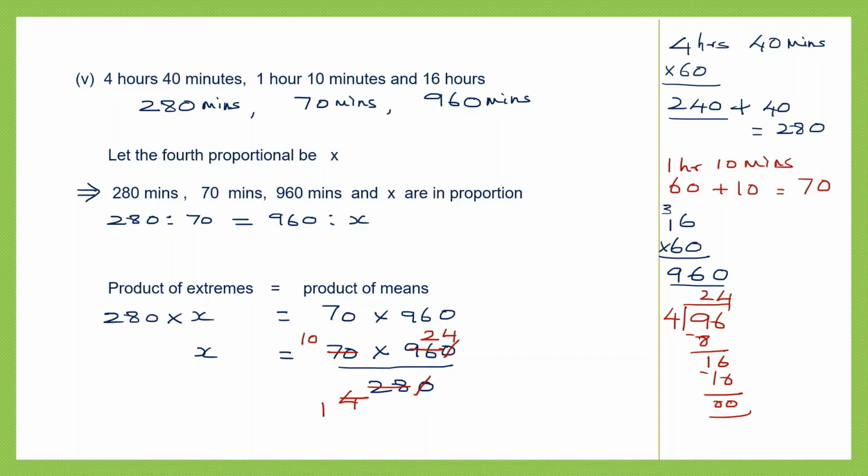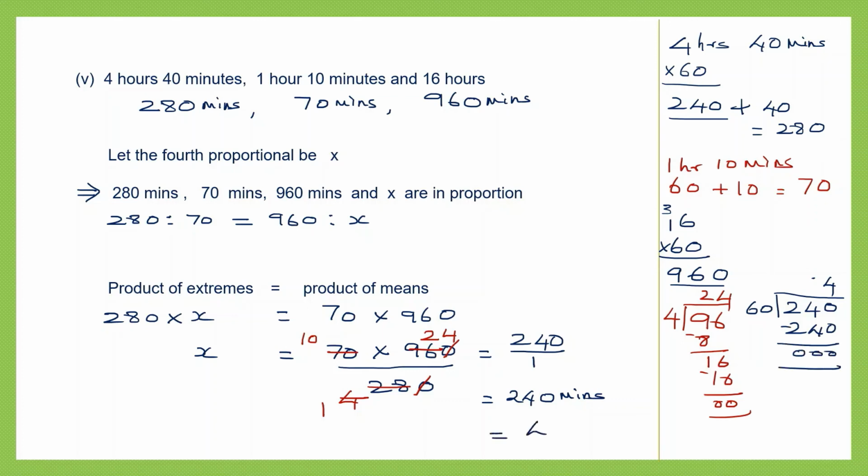So now what do we have in the numerator? We have 24 and 10. That makes it 240. In the denominator we have 1. That is 240 minutes. Now this we are going to convert it into hours. So how do we convert it? In 1 hour there are 60 minutes. So we are going to divide this by 60. 60 into what will give us 240. 6 into what is 24. 6 fours are 24. So 60 fours are 240. So here we have 240 minutes or 4 hours. So we have found our fourth proportional here to be 240 minutes or 4 hours.